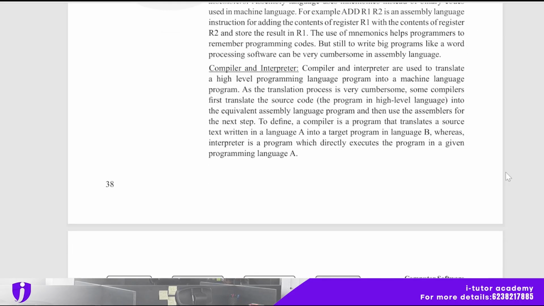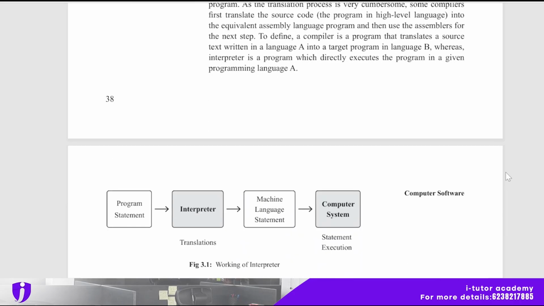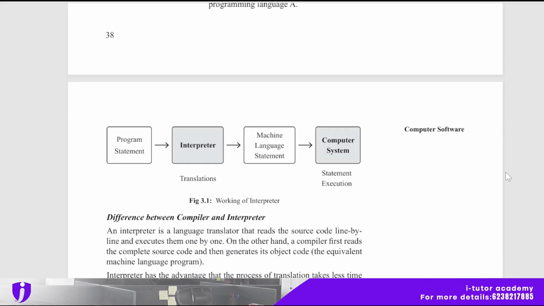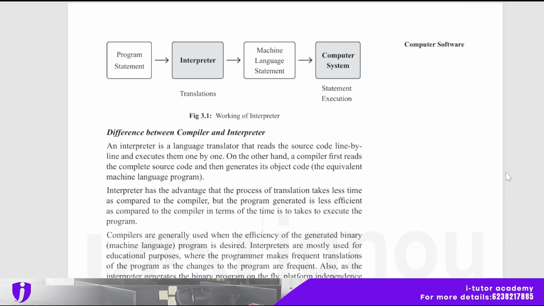To define: a compiler is a program that translates a source text written in a language A into a target program in language B, whereas an interpreter is a program which directly executes the program in a given programming language A. Here the program statements go to the interpreter and then to the computer system. There is translation, working of the interpreter, and statement execution. Difference between compiler and interpreter.